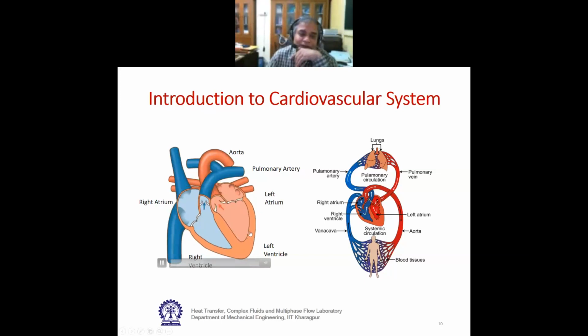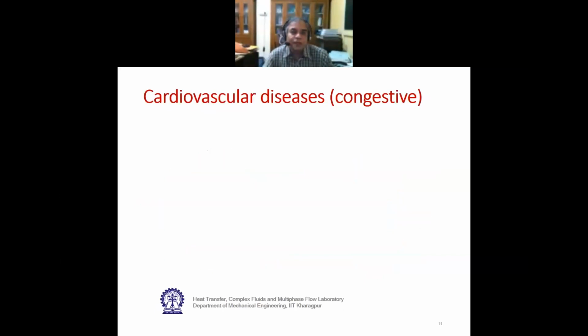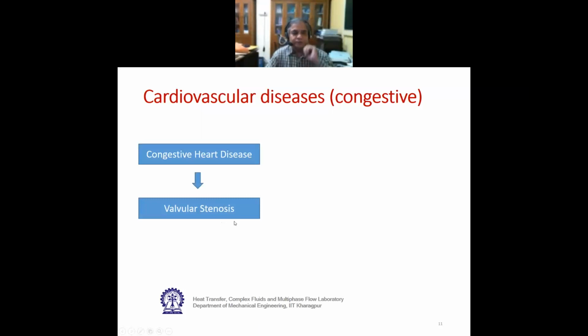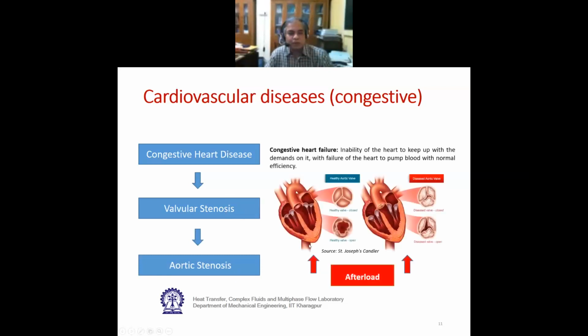And if there is a problem in blood circulation due to some problem in the heart or in the heart valve, etc., what will be its effect on thermal regulation? That is what we will discuss to some extent. So cardiovascular diseases which can give some sort of problems in circulation, it will primarily give the problem, but again, that problem will be transferred to thermoregulation. So these are the things: congestive heart disease, valvular stenosis, and aortic stenosis. All these things give problems in thermoregulation.